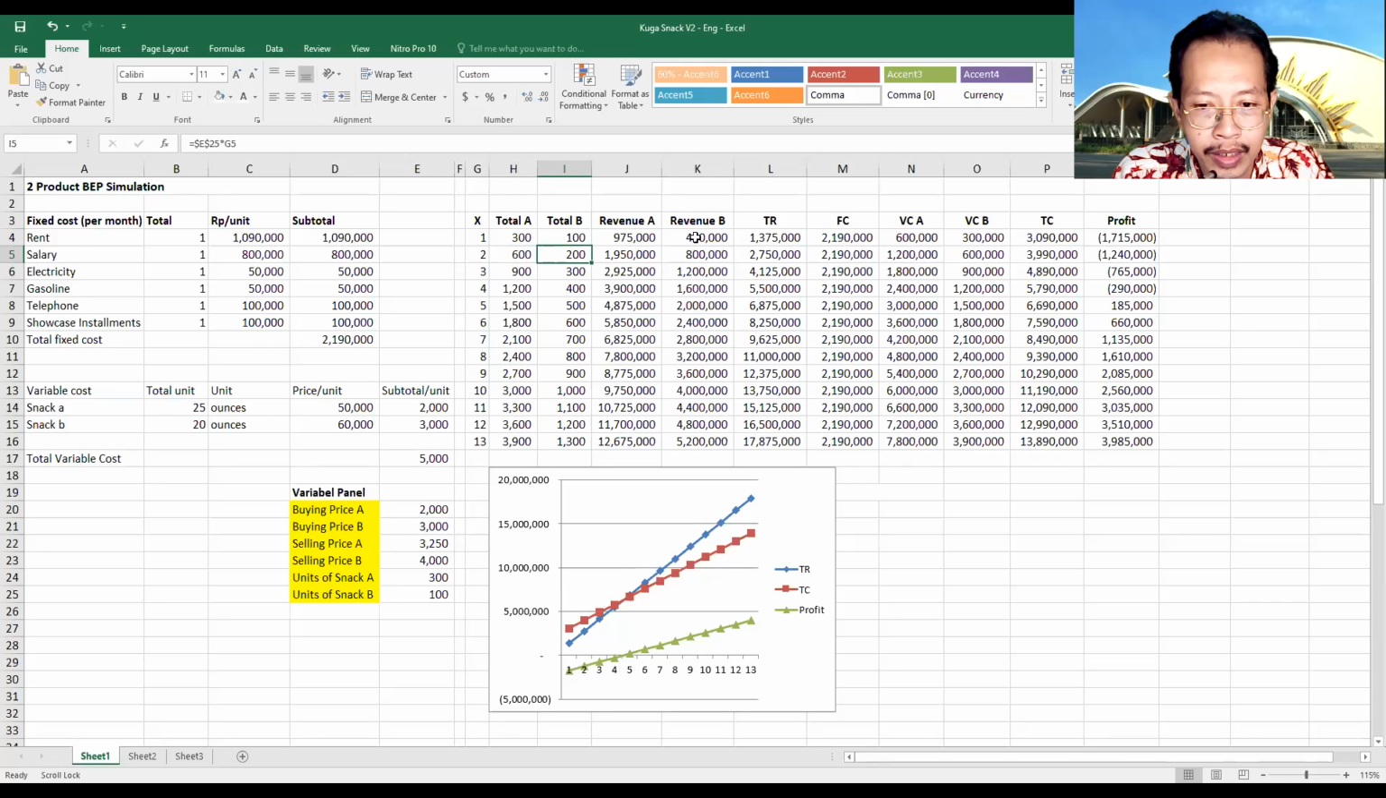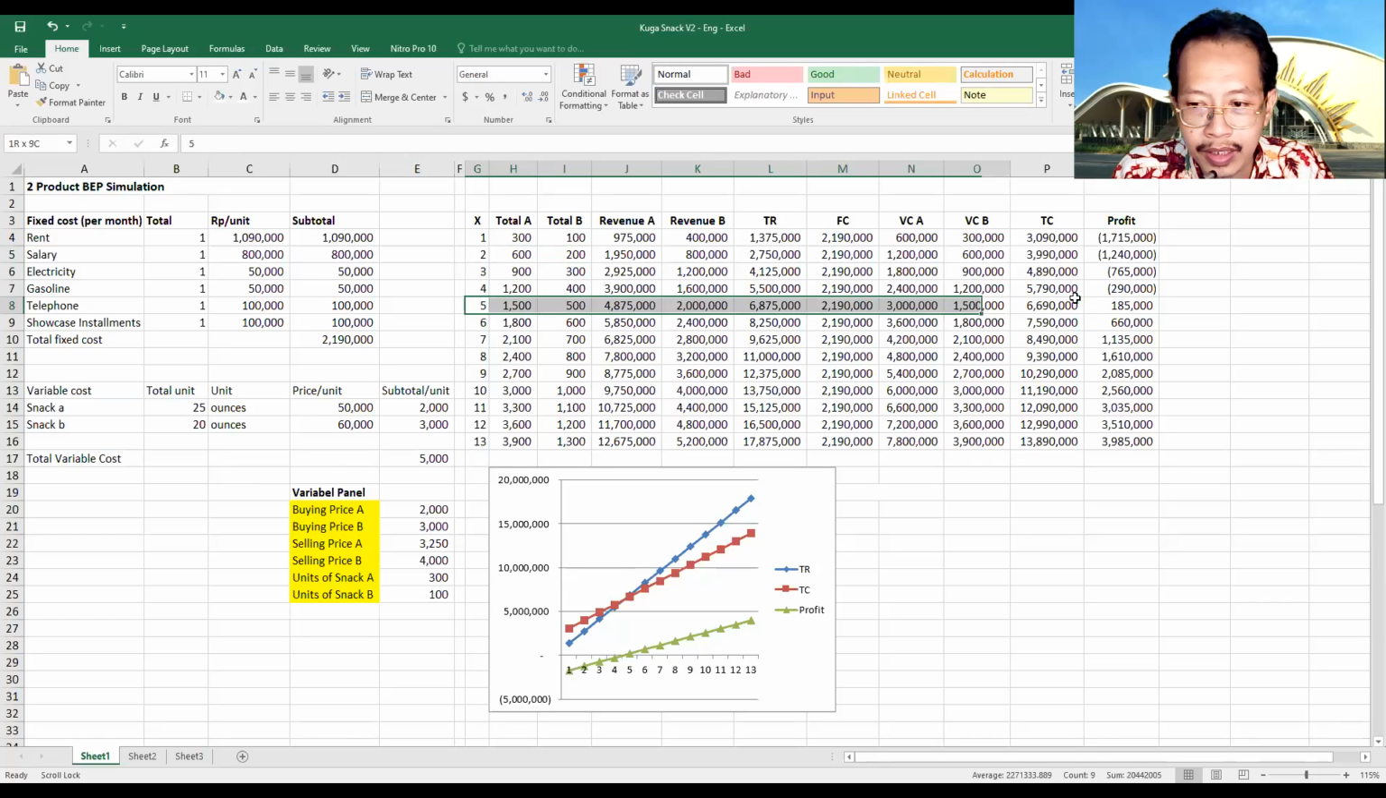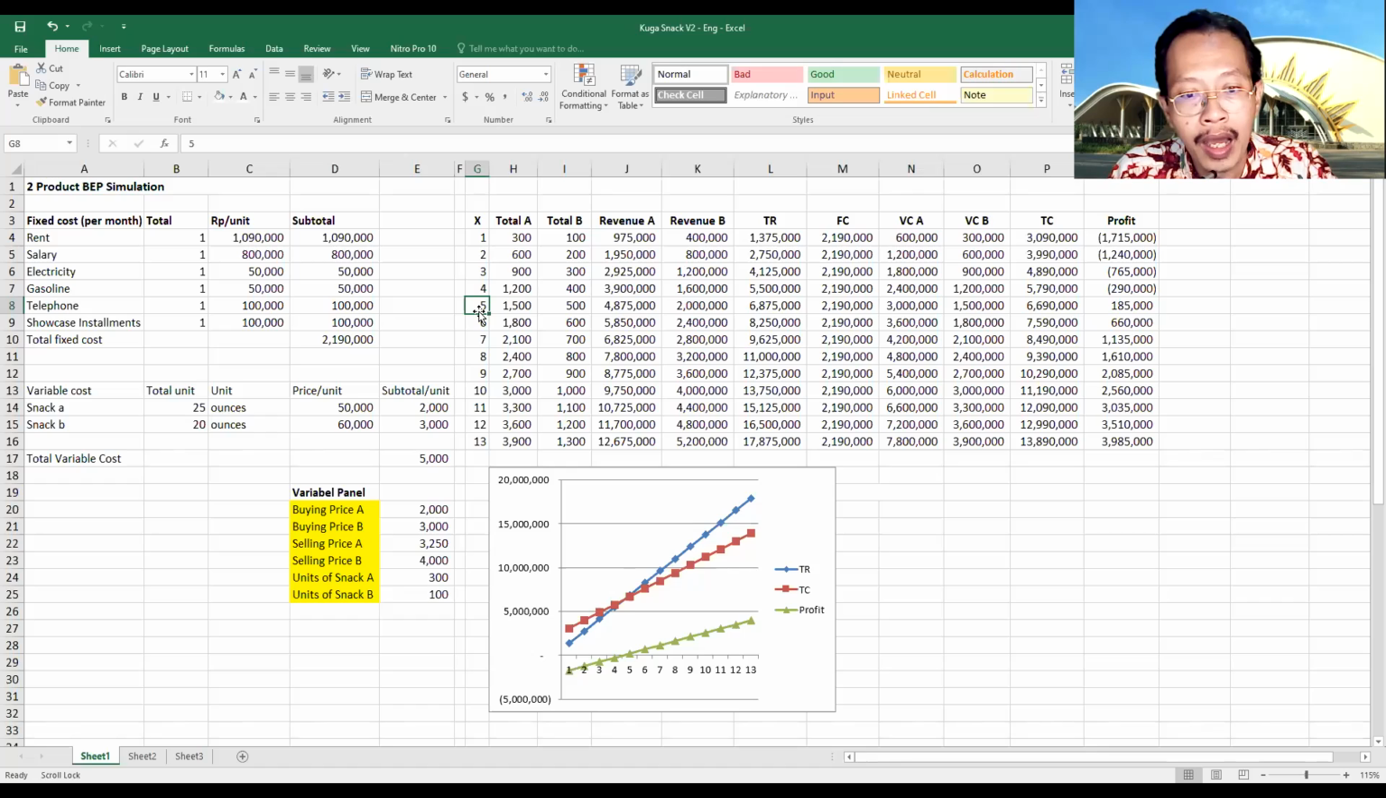And then revenue I get here, A revenue, B total revenue, fixed cost, variable cost for snack A, variable cost for snack B. This is the total cost, this is the profit. Now it's not exact, but here it means that I'm starting to get profit at the 5th month. You see here, this is starting to get profit at the 5th month. So the second assignment would be in here. You would know how long it takes to get profit.